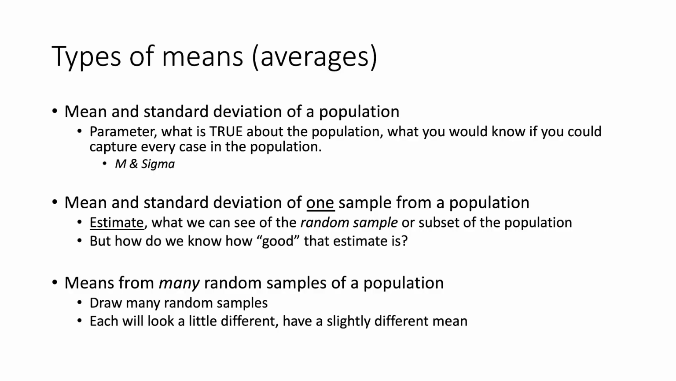So I want to talk a little bit about different types of means that you can compute. If you can find all of your observations, if you can find every unit in the population, you can compute the mean and the standard deviation of a population. That would be what is true about that population. And you'd know what you would know if you could capture every case in that population. We call that a parameter, a population parameter.